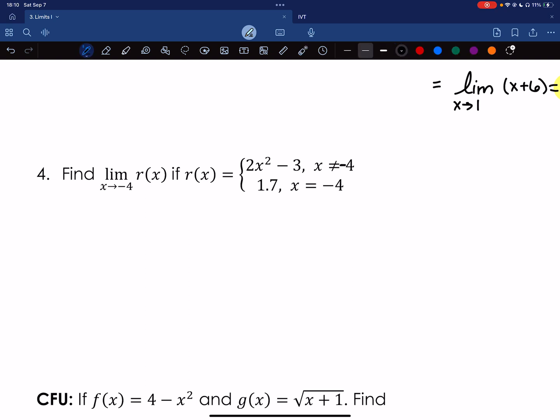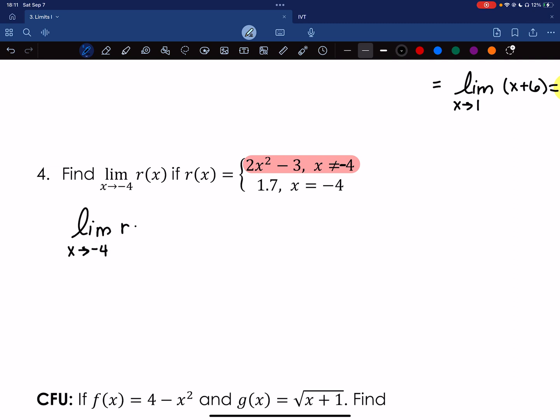Okay, so because this top one right here is when x does not equal negative 4, that is considered to be from the left side and from the right side. And the only time it equals negative 4 is at that single point. Okay, so for the limit, we want to look at the left side and the right side, which means we're using that top equation.